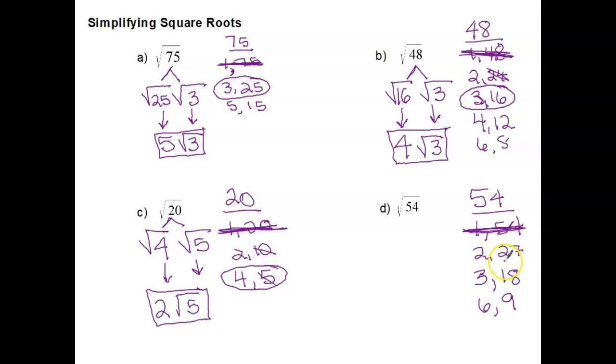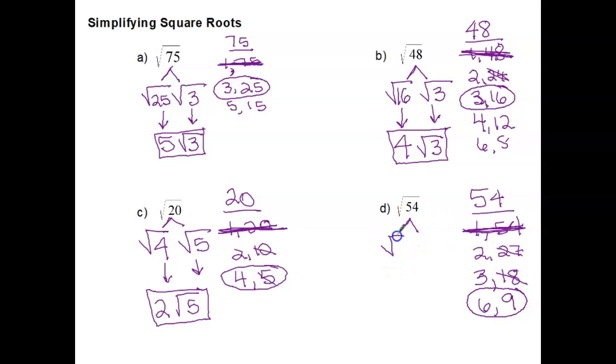So we're going to start with 27. If we take the square root of 27, we get a decimal. So we know that this is not the number that's going to go first. 18 will give us a decimal, so we know that that number is not going to go first. Take the square root of 9, and we get 3. So this is the pair that we're going to use.